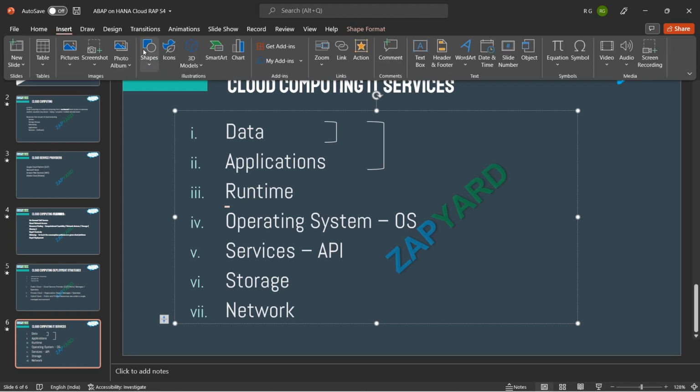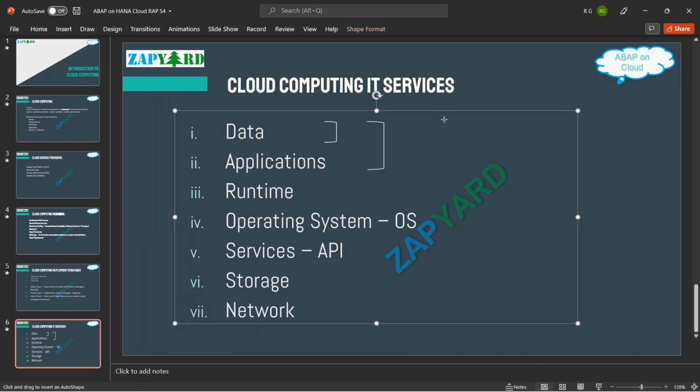And there's the third category, wherein data, application, runtime, and the operating system are all managed by the company which is implementing the cloud computing. Then it is known as infrastructure as a service, because the rest of the components like services, storage, and network are managed by the cloud service providers.